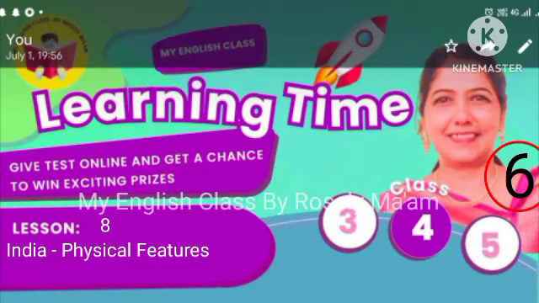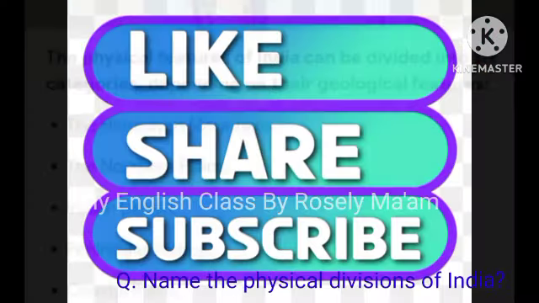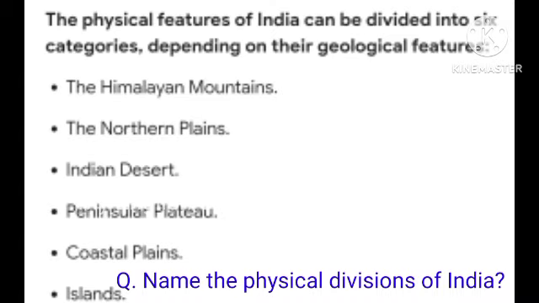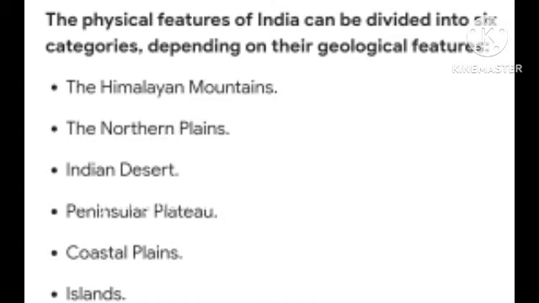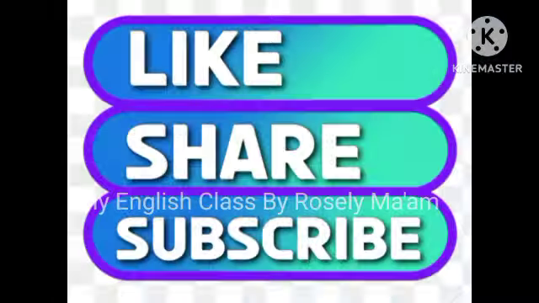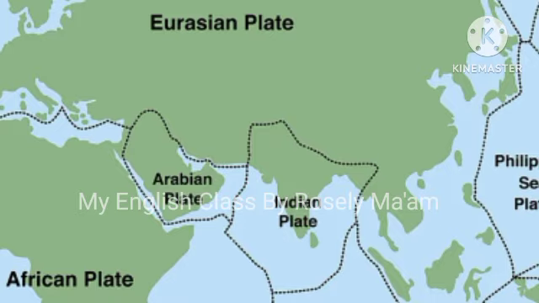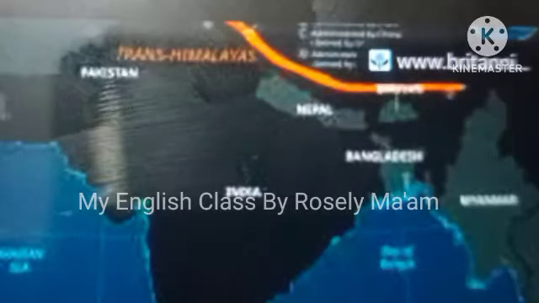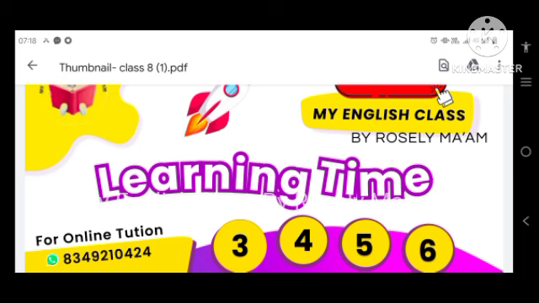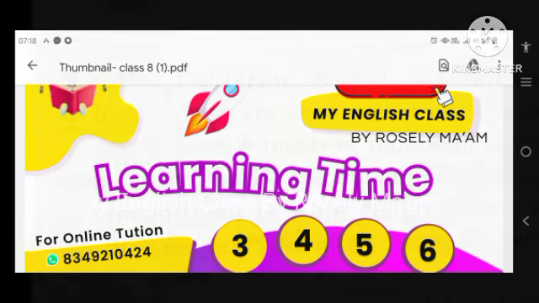Hello students, welcome back to our SST class, and today we are going to study about India and its physical features. Now India, Pakistan, Nepal, Bhutan and Bangladesh are separated from the rest of Asia by the Himalayan mountain ranges. Did you know that? And so that is the reason this region is called the Indian subcontinent.